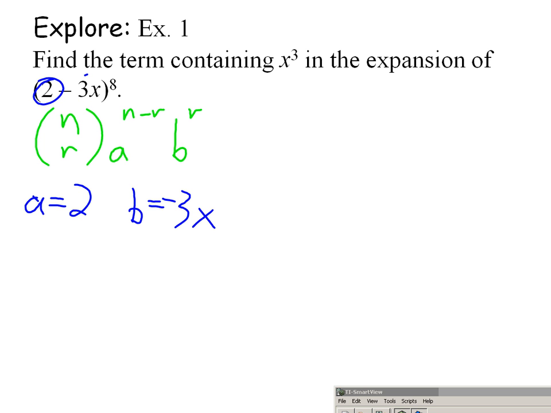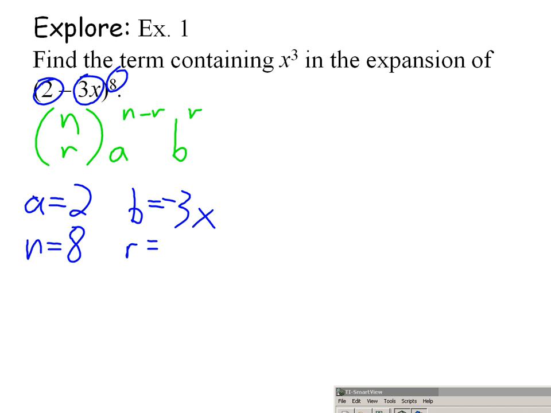We have our two terms here, our a and our b, and b does have a negative rather than a positive, so I've put that in there with it. That way we can assume normally that everything else is positive. What we still need is n, and n's pretty obvious as well. n is going to be 8. So the only thing we're actually looking for is r. That's the only thing we have questions about.